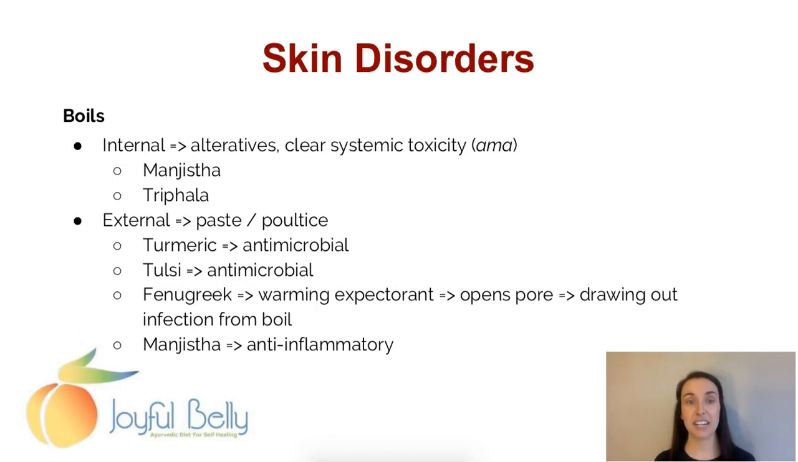Internally, alteratives clear systemic toxicity or ama, such as mangista and triphala. Externally, pastes or poultices made from turmeric, which is antimicrobial, and tulsi, which is also antimicrobial, can be used. Fenugreek is a warming expectorant, so applied topically, it helps open the pores and draw out the infection from a boil. And mangista can also be used topically as an anti-inflammatory.